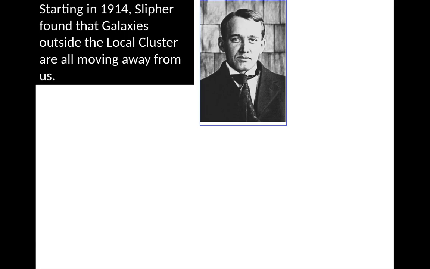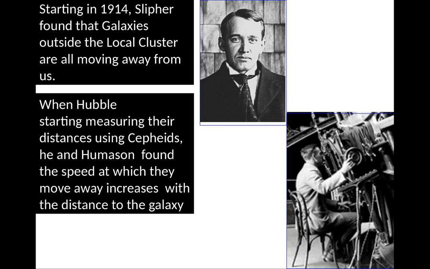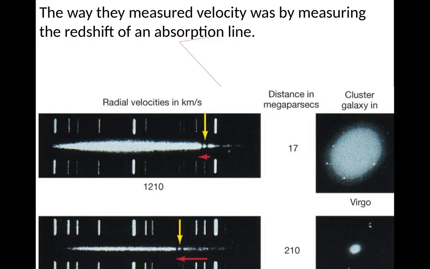Okay. Now, let's talk a little about how galaxies move, right? Starting in 1914, Slipher found that galaxies outside the Local Group were all moving away from us. And Hubble started measuring distance using Cepheids. He and Humason found that speed always increased with distance to the galaxy. Right. So the way you measure velocity is by measuring the redshift or blueshift of absorption lines. So there's an absorption line here, and you see how far it shifts over, and that tells you this galaxy is moving away.